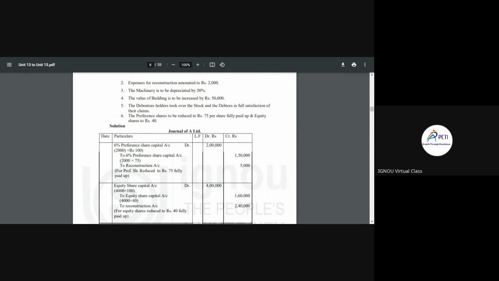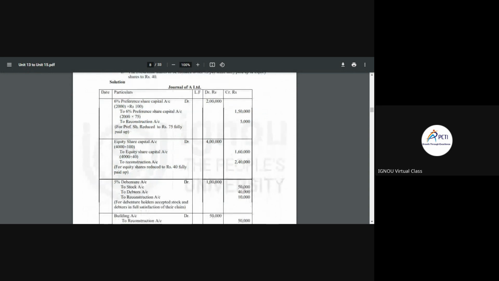Debenture holders took over the stock and debtors in full satisfaction of their claim. Then preference shares to be reduced to rupees 75 per share, fully paid up, and equity shares of rupees 40. Now we need to pass the general entry of A Limited.